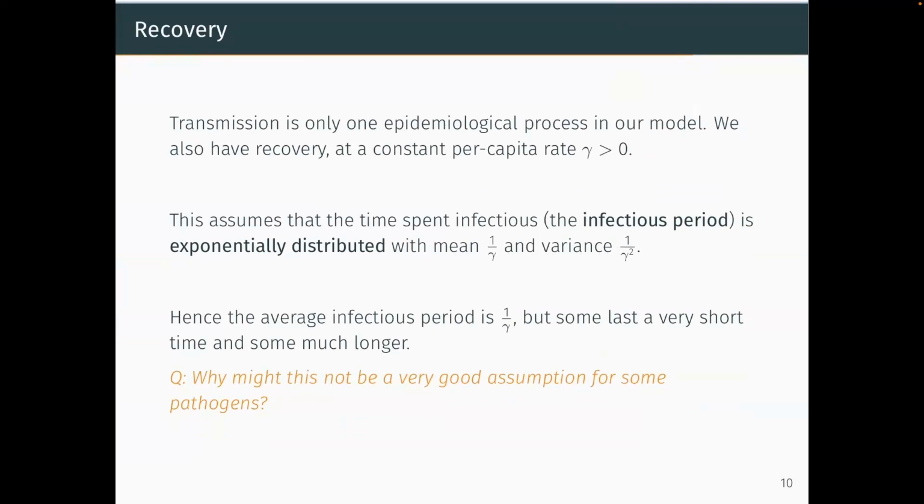So the other parameter that we had in our model, we've talked a lot about transmission so far. The other parameter on our model deals with recovery. So we refer to these as being epidemiological processes. So transmission is one type of epidemiological process, recovery is another. And we've seen that there's a constant per capita recovery rate, gamma. This is positive. What does this actually mean, though?